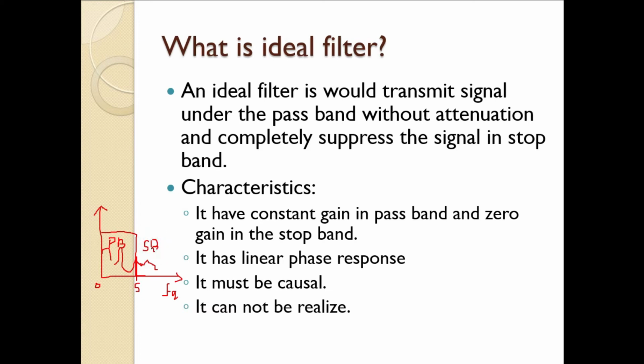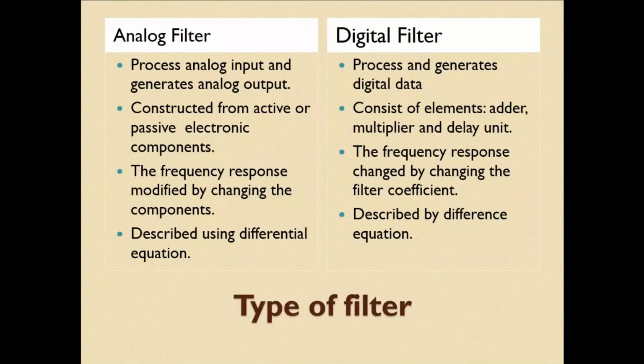The characteristics of the ideal filter: it has constant gain in the pass band and zero gain in the stop band. It has a linear phase response, it must be causal, and it cannot be realized. What is an analog filter? An analog filter processes analog input and generates analog output. How about a digital filter? It processes and generates digital data. An analog filter consists of active or passive electronics. A digital filter consists of multipliers and delay units.